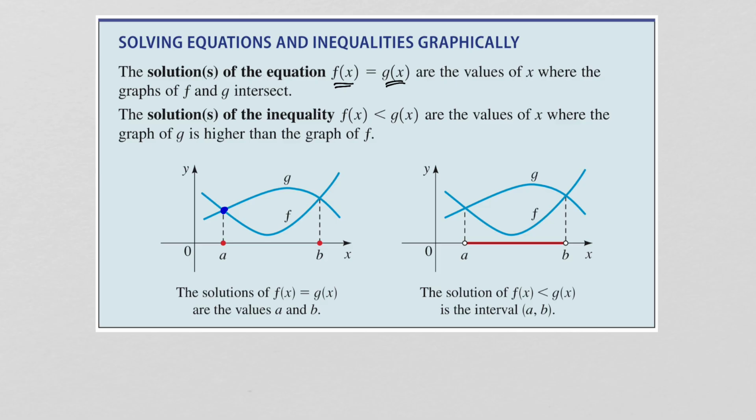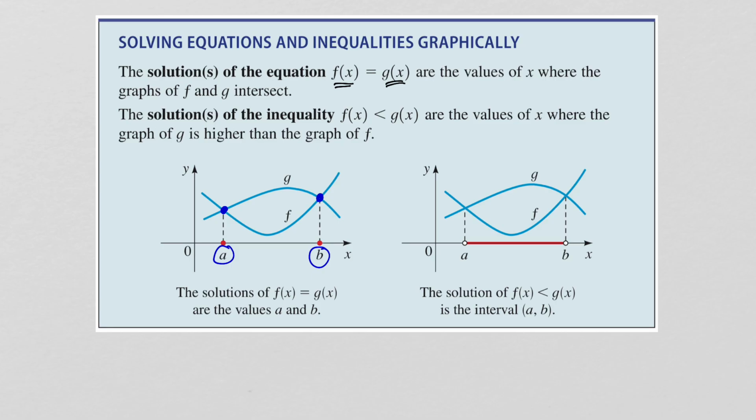So we can see there is a point of intersection here, and there is a point of intersection here. And the values of x at those points of intersection would be the solution to the equation. So in this particular graph here, we would say f of x is equal to g of x when x equals a, and also when x equals b. And then we can also use it to solve inequalities.